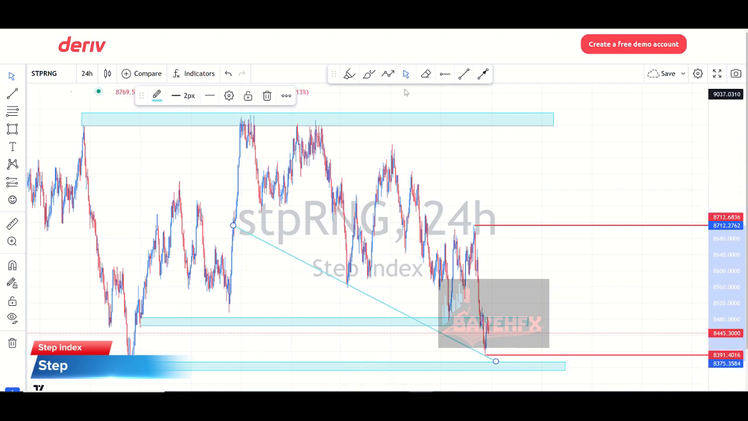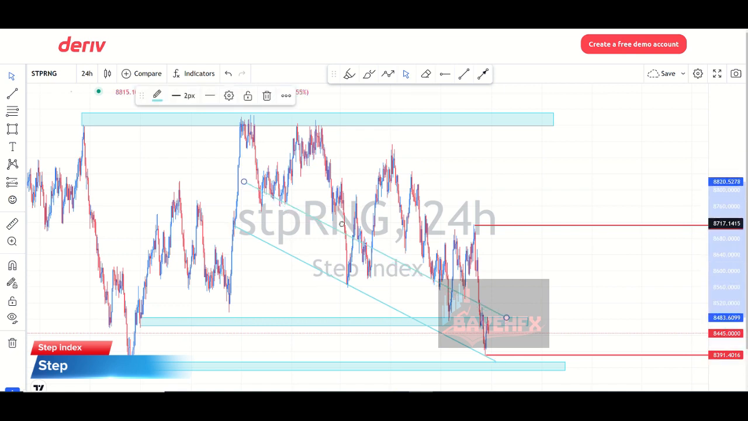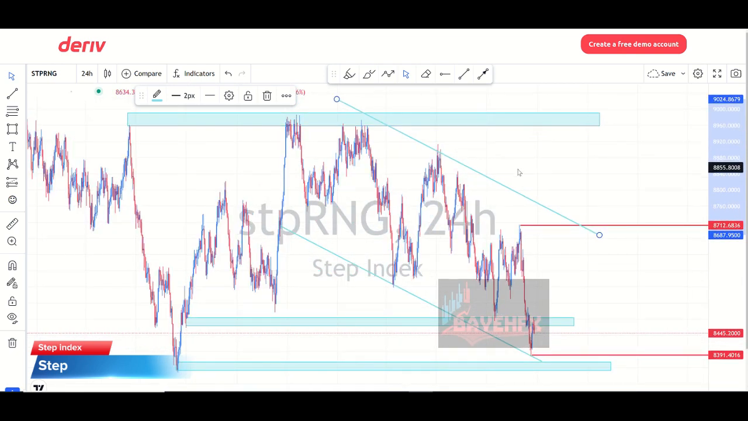So we have a nice downtrend on step index, but right now we are not trading on the buy side. We're going to move these, so let's just duplicate these to get a nice trend to the upside. Can you see these, right? We could easily get multiple touches here.